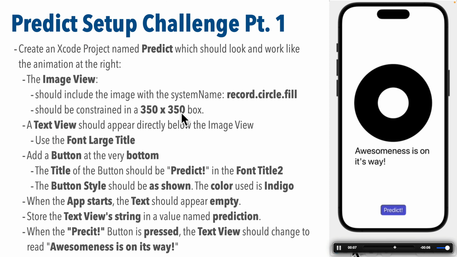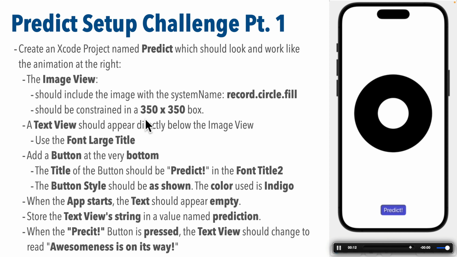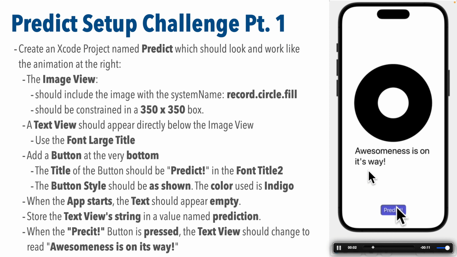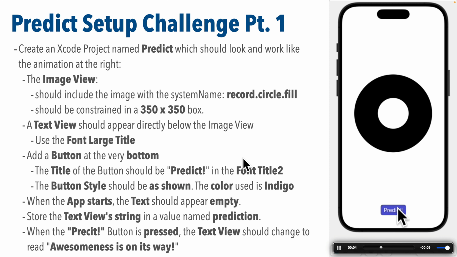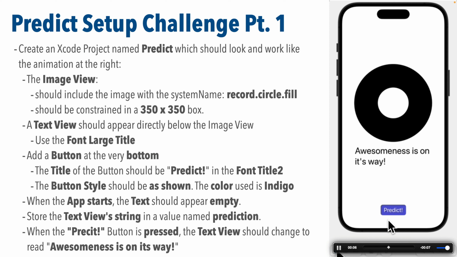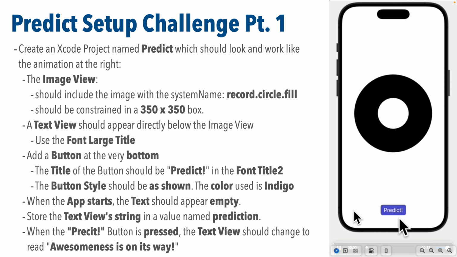That image view should be constrained to a box that's 350 by 350. Include a text view directly below this image. Use the font large title in the text view. Add a button at the very bottom. The title of the button should be Predict! And it should be in the font title too. Also note the button style, and the color used is indigo.